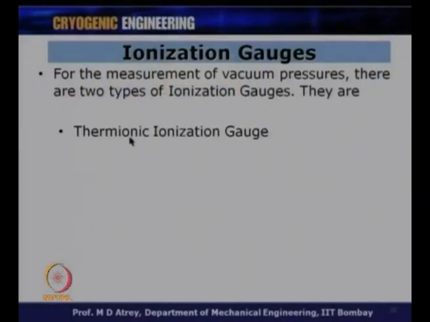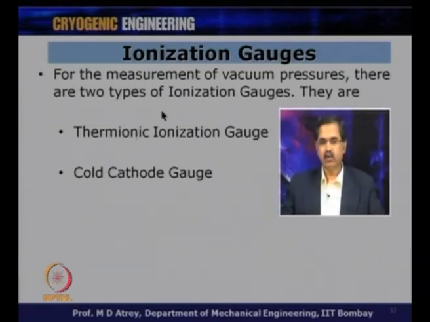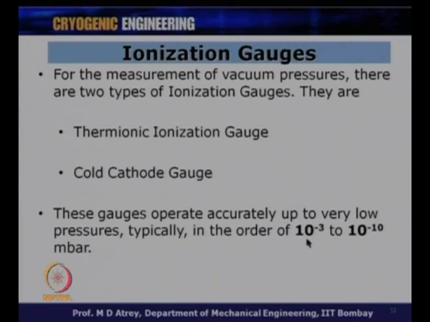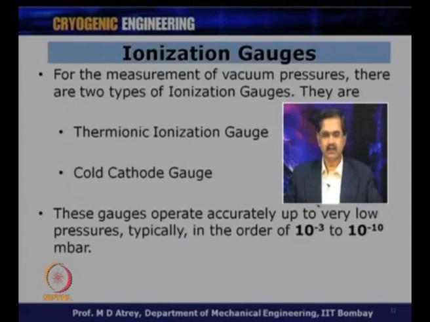For the measurement of vacuum pressure, there are 2 types of ionization gauges: the thermionic ionization gauge and the cold cathode gauge, both based on how the electrons are produced. Here we heat the filament and produce electrons; in the cold cathode gauge we have a high potential across cathode and anode, and electrons get produced. These gauges operate accurately up to very low pressures, typically in the order of 10^-3 to 10^-10 millibar, while the earlier ones we have seen were up to 10^-3 millibar.